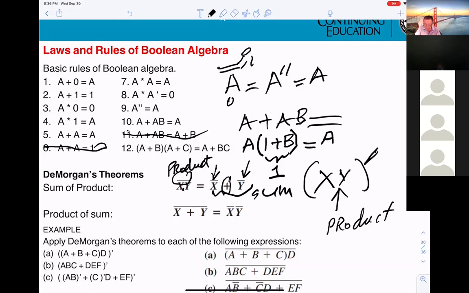And the other form is the sum, X plus Y with a bar over. Now they want to remove that bar here. Take it out, so X turns out to be not X, and Y turns out to be not Y. However, this is the OR. Change this one into the AND. So that is converting from the sum into the product. Now, can you do number A for me?